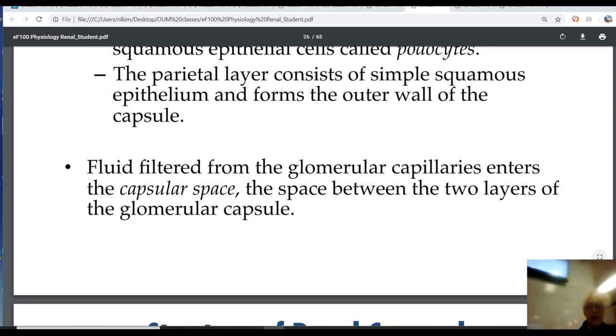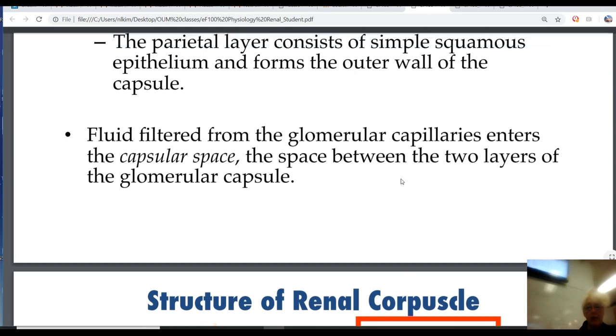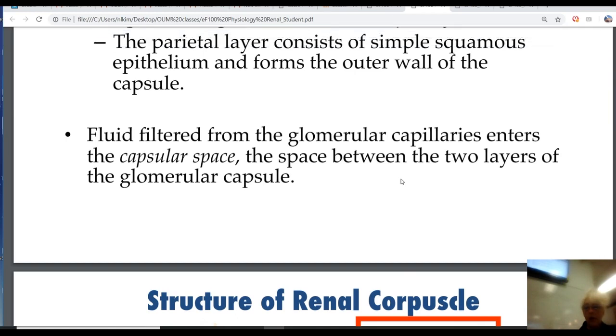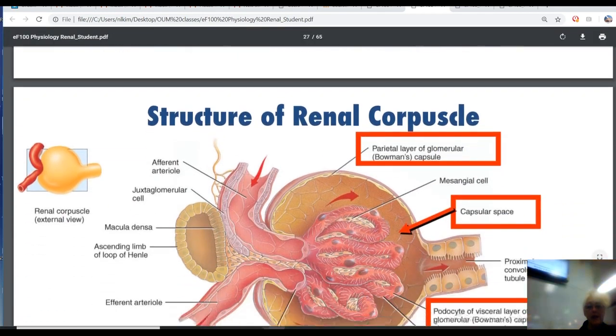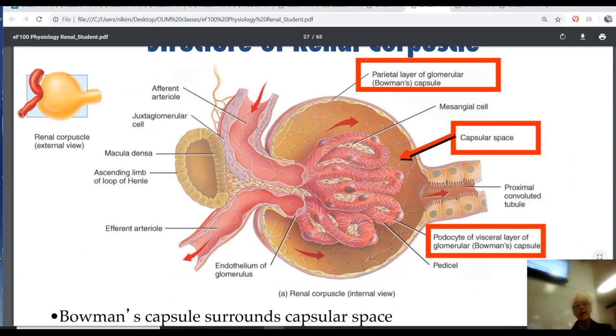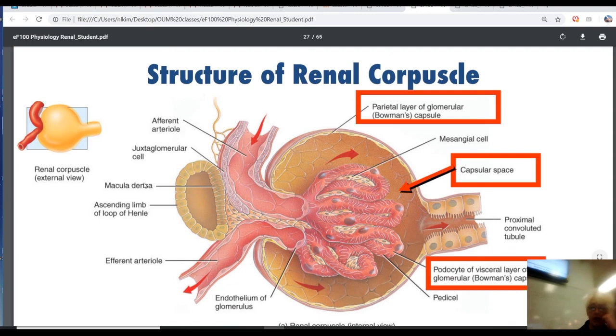And those little podocytes, or walking cells, are a differentiation of squamous epithelial. The parietal layer also consists of squamous epithelial and forms the outer wall of the capsule. And the capsular space is basically that space where that pressure gradient exists between the glomerulus itself and the 60 and the 13 millimeters of mercury.